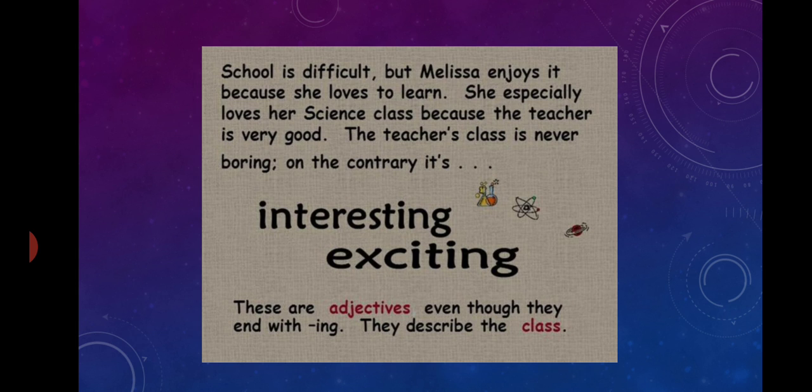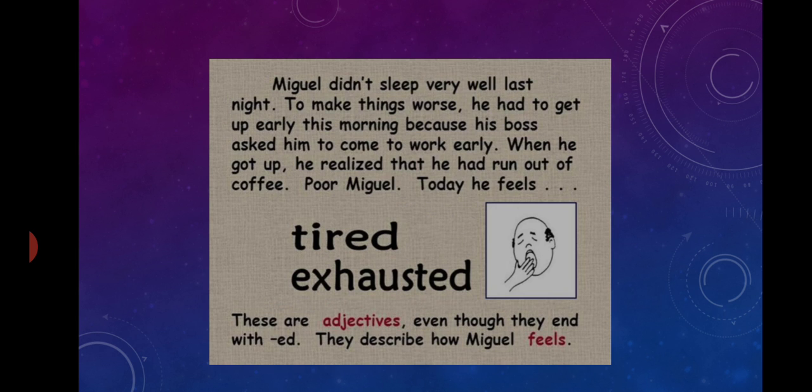Now, let's pay attention here. These are adjectives even though they end with ing. It's not present continuous. These are adjectives. Let's move to the other example.